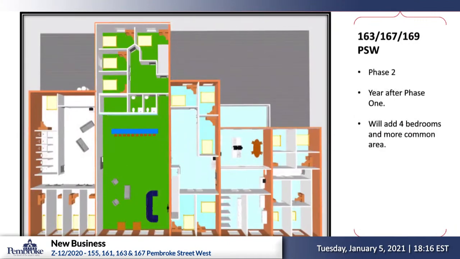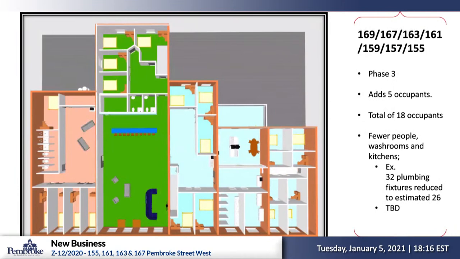Phase two, we'll probably do a year later. That will add another 5 bedrooms. And you can see here 2 washrooms, which actually is no more than were up there before in the old apartments. And phase three, in a couple of years, will be over top of Ottawa Valley Apparel and Wolfgang and Eva's hair salon. And that will add 3 more washrooms and a total of 5 more bedrooms. And I believe that adds up to 18.